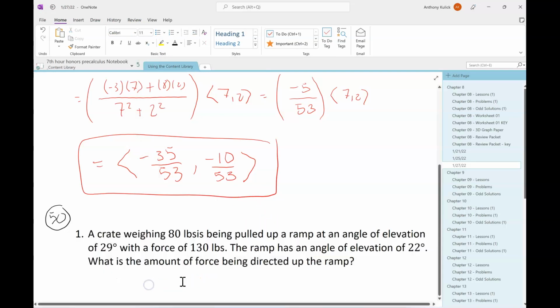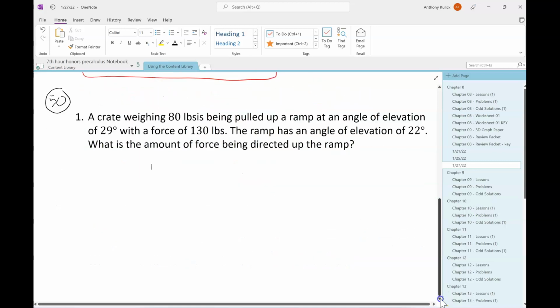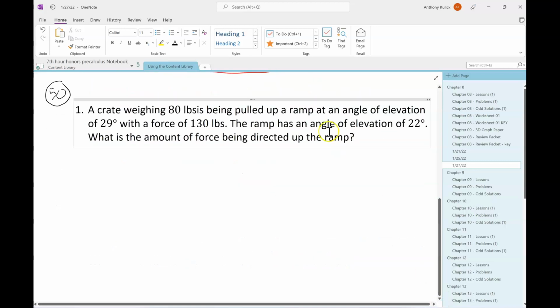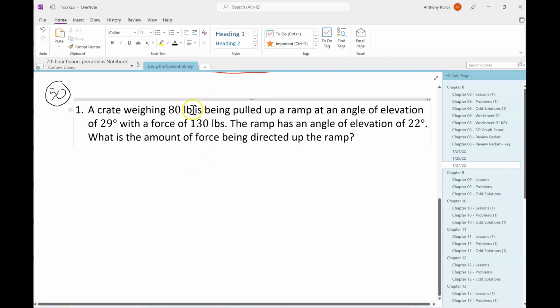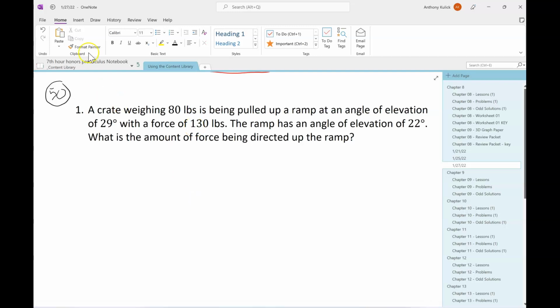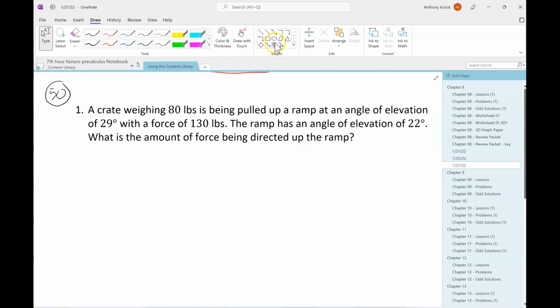All right, so it says a crate weighing 80 pounds is being pulled up a ramp at an angle of elevation of 29 degrees with a force of 130 pounds. The ramp has an angle of elevation of 22 degrees. What is the amount of force being directed up the ramp?